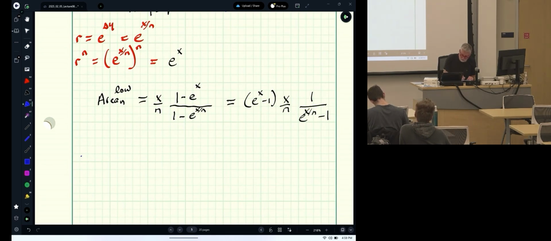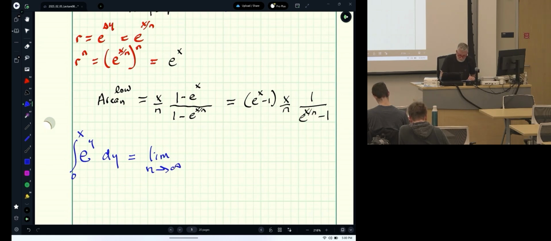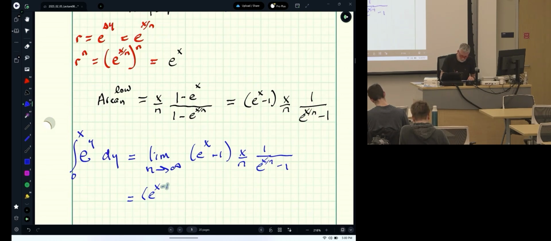And so we get that the integral from 0 to x of e to the y dy equals the limit as n goes to infinity of e to the x times e to the x minus 1, then so you pull your e to the x. I keep wanting to put it in the numerator.